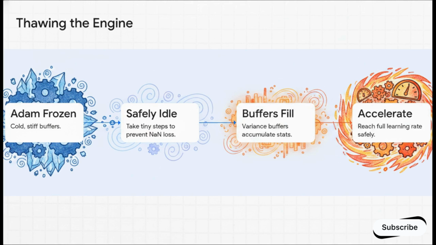So, what do we do? Step 2. We drop the learning rate to near 0. We safely idle. Then, by step 3, as we're taking those tiny, careful steps, the variance buffers actually start filling up with accurate statistics. The whole system turns warm, orange, and fluid. Finally, by step 4, the oil has thinned out, the mechanics are totally stable, and we can safely punch our speedometer to the absolute maximum learning rate.